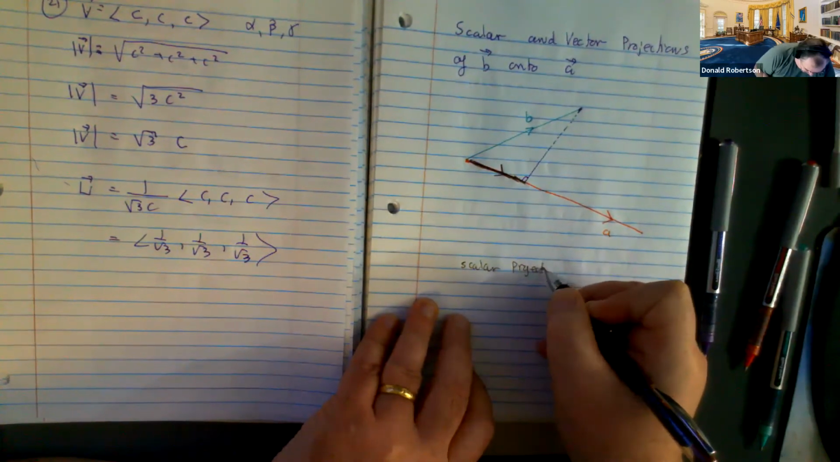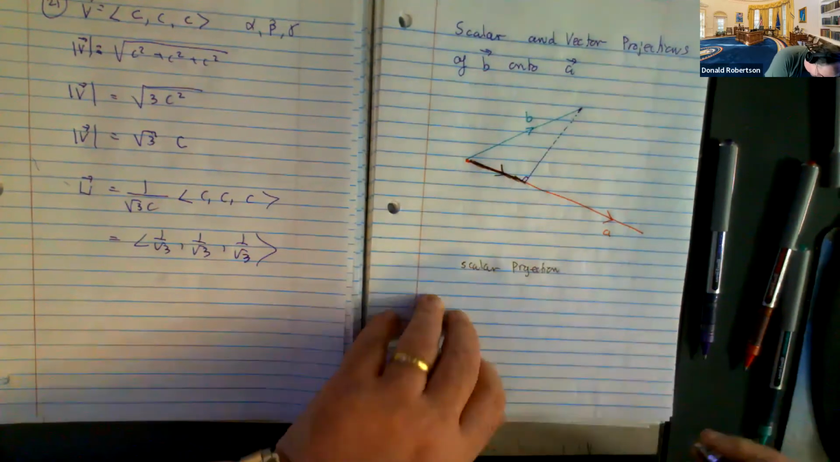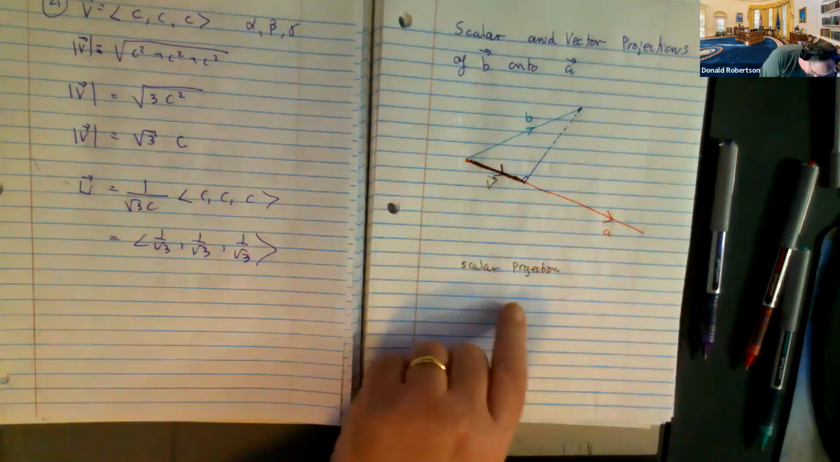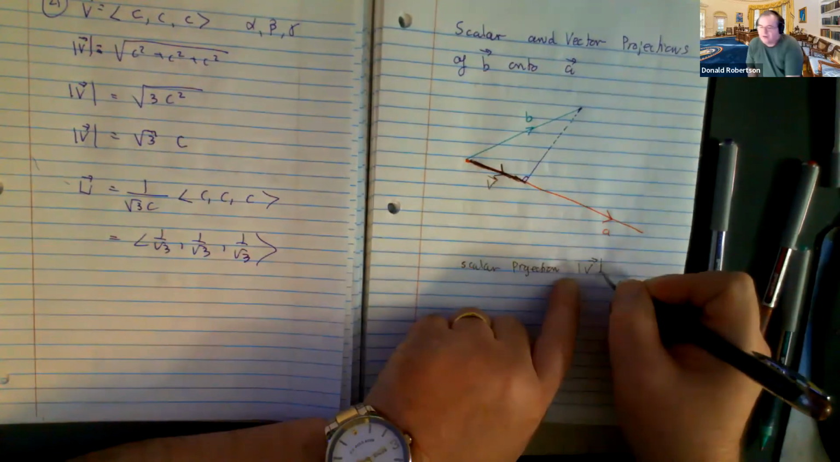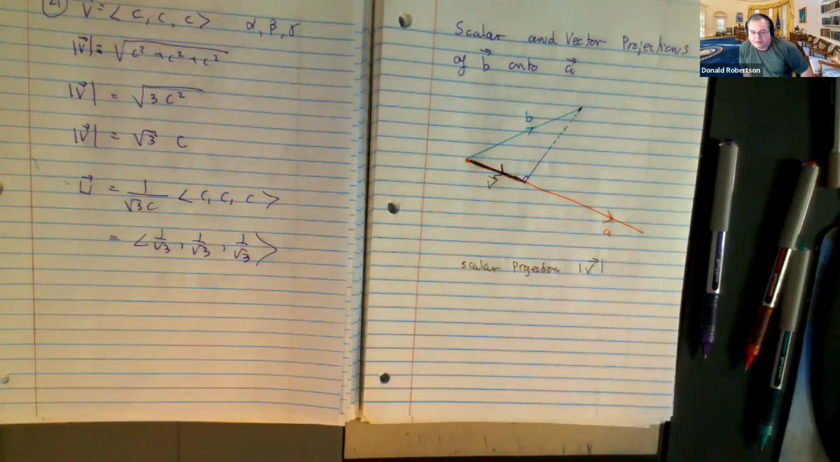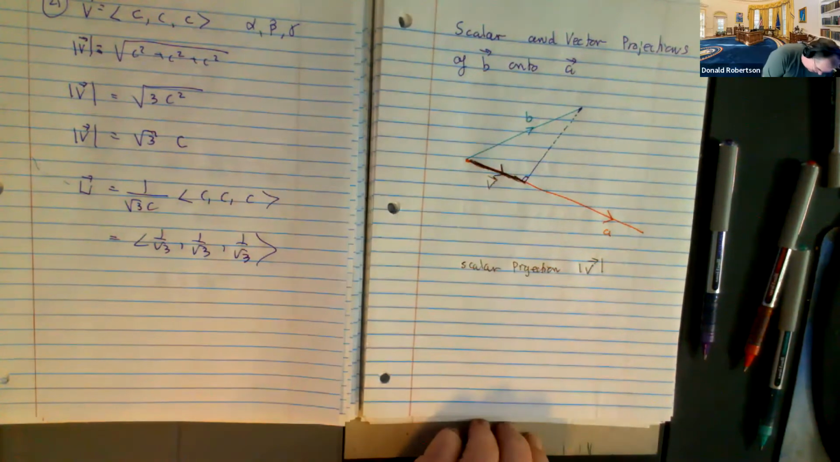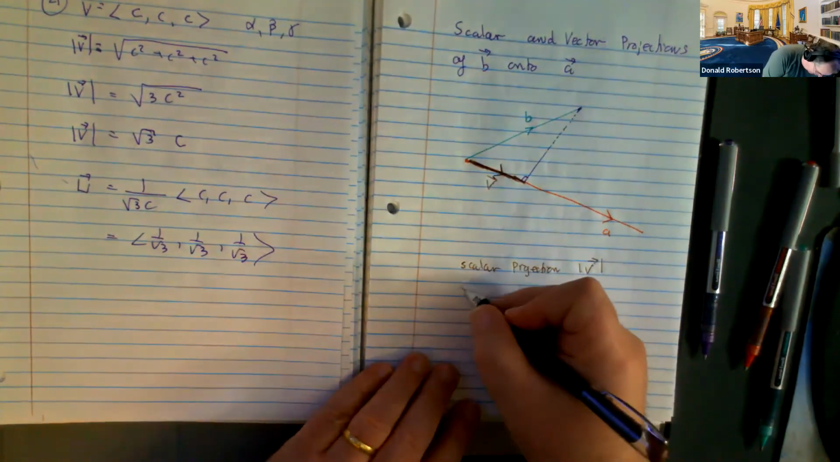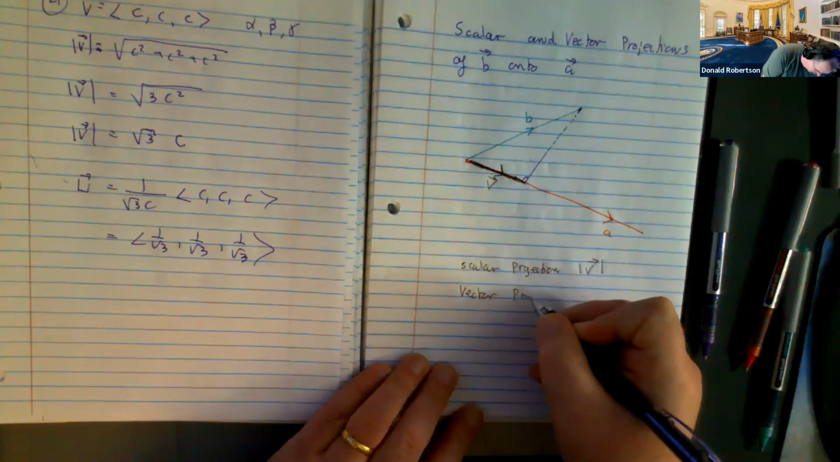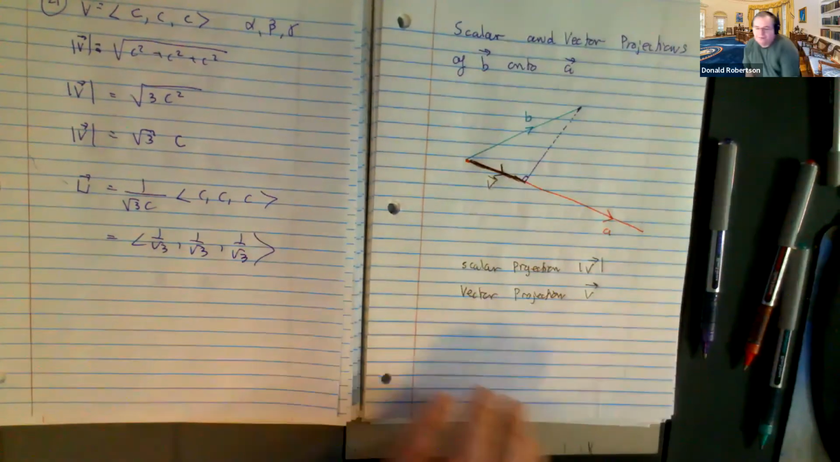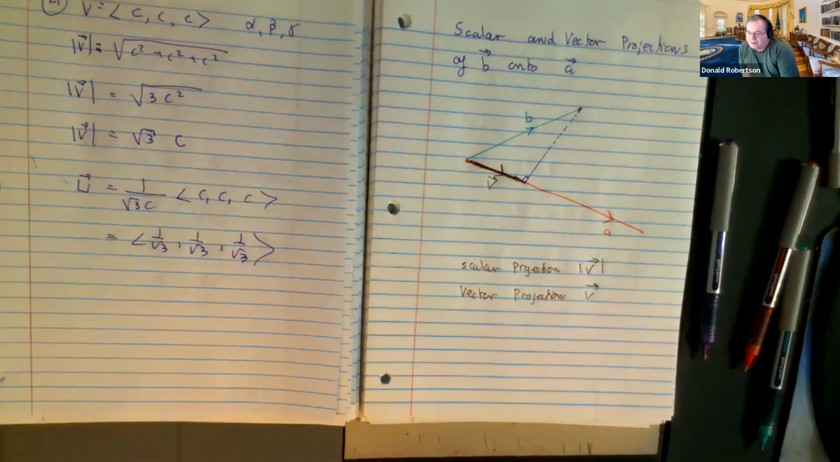If you are finding what's called the scalar projection, I'm going to have to call this something. Let's call it V, because I have no imagination. The scalar projection is the length of that vector. So if that's 2 units long, the scalar projection is 2. And the vector projection, that is the vector itself. And that's what we're going to calculate.